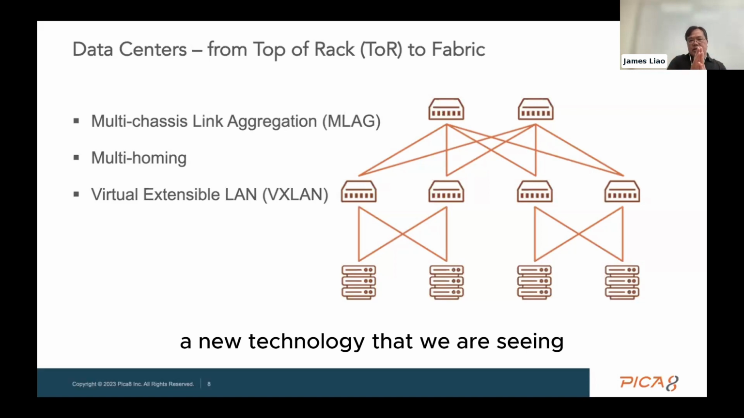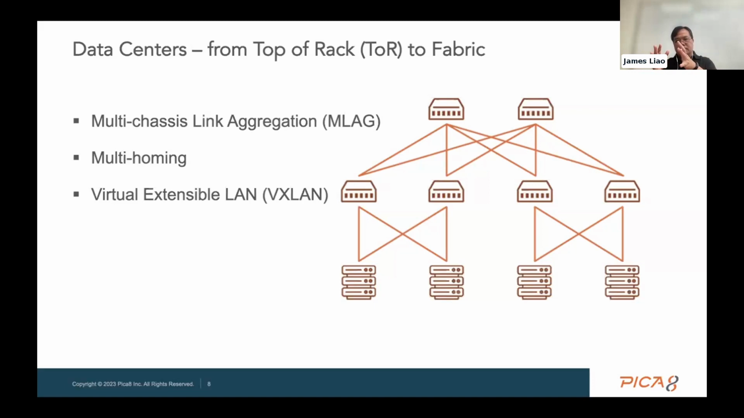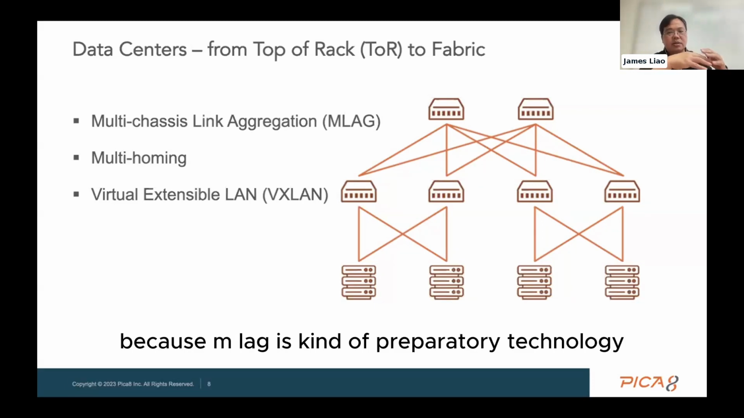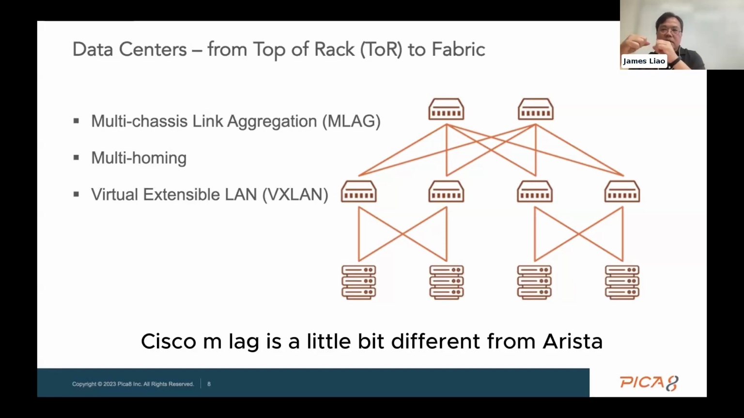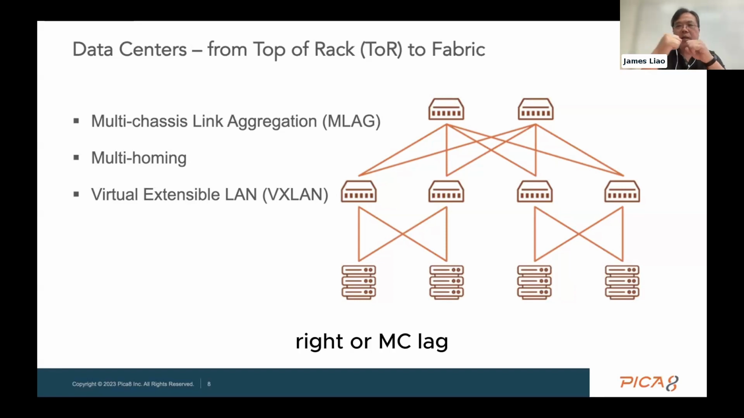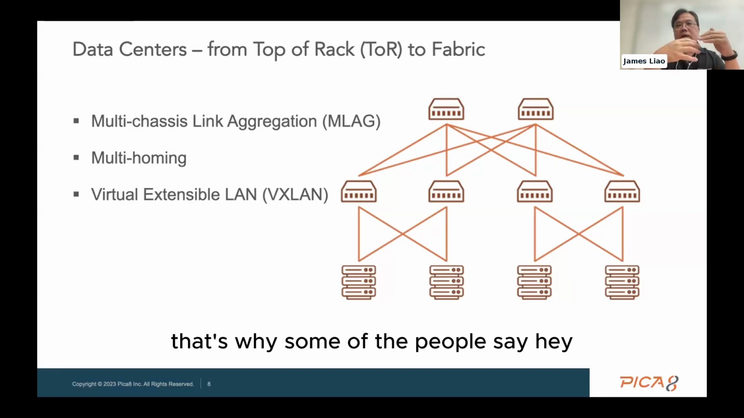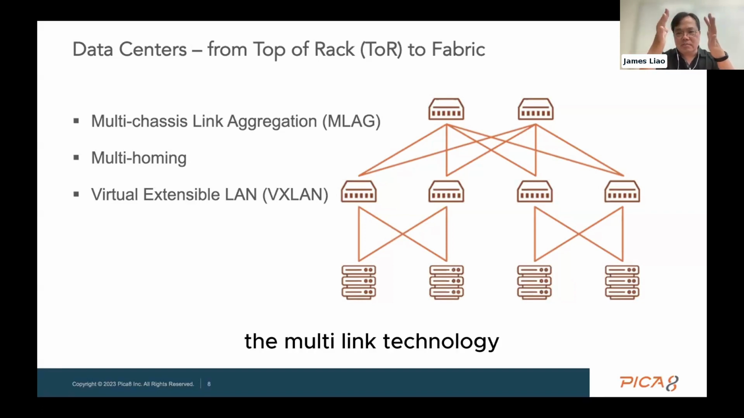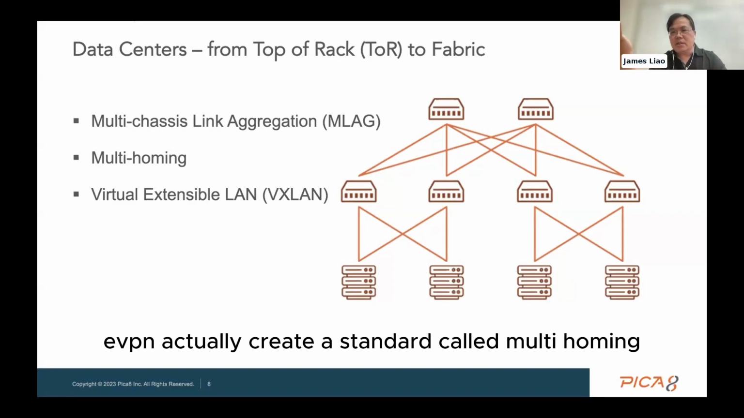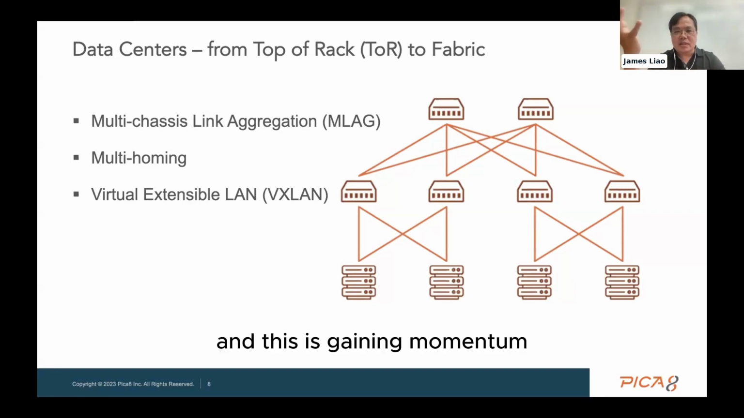A new technology that we are seeing is replacing MLAG, because MLAG is kind of a proprietary technology. If you use PKI MLAG, it is a little bit different from the Cisco MLAG. Cisco MLAG is a little bit different from Arista's MLAG, right, or MCLAG. So that's why some people say, hey, I'd rather have a standard technology to work on the multi-link technology. So with that, EVPN actually created a standard called multi-homing, and this is gaining momentum.